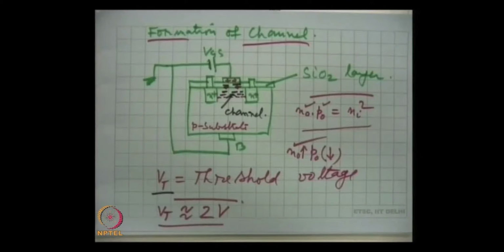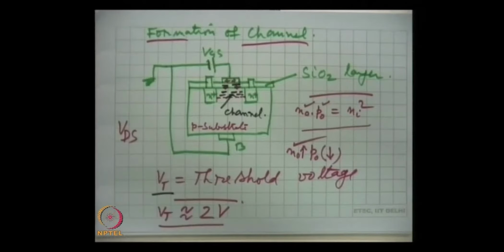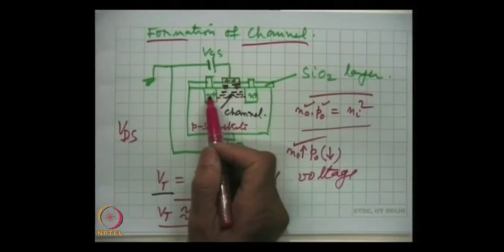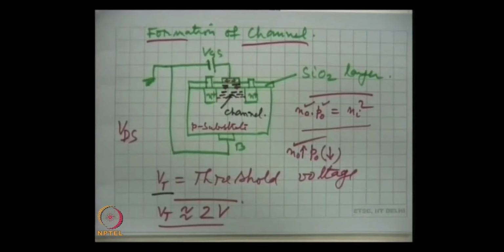So, the gate voltage has to be positive and it has to be more than 2 volts, only then will the channel be formed. Once the channel is formed, we apply VDS, the drain-source voltage, and the current will flow, because now there is connectivity between source and drain through the channel. So, this is about the construction.